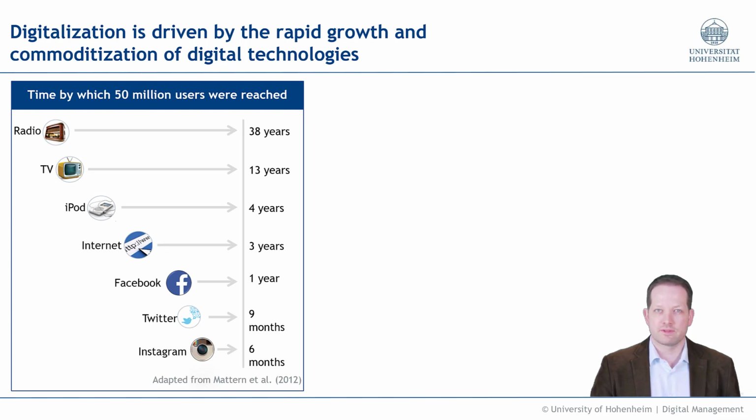What you see here on the left-hand side of the slide is the time by which 50 million users were reached by a new technology. When the radio was first introduced, it took 38 years until the first 50 million users were reached. For the TVs, this were only 13 years, iPod 4 years, Internet 3 years, and so on and so on. We stopped at Instagram with 6 months. You could go even quicker if you go for Pokemon Go, Candy Crush Saga, or anything like that. But we stopped updating it because this record is broken over and over again.